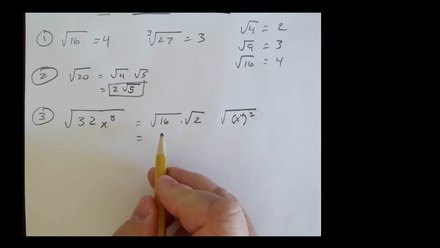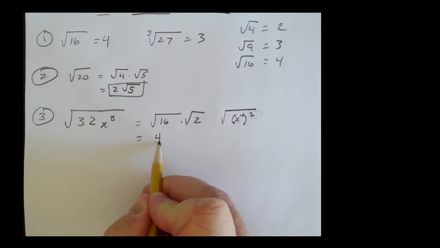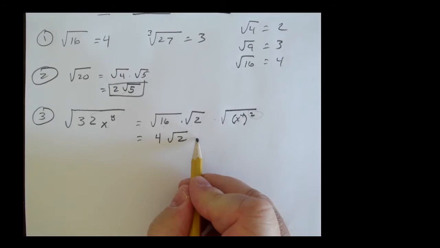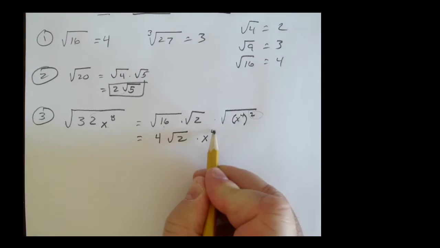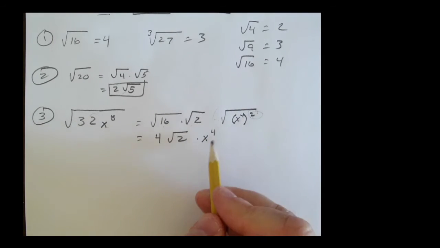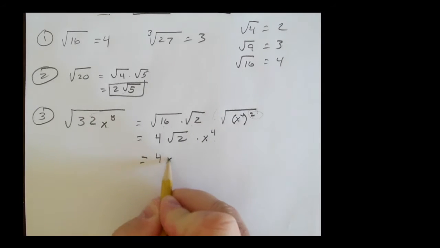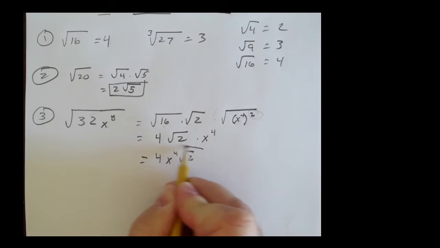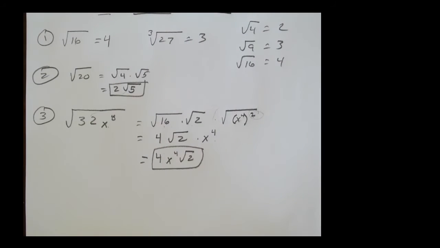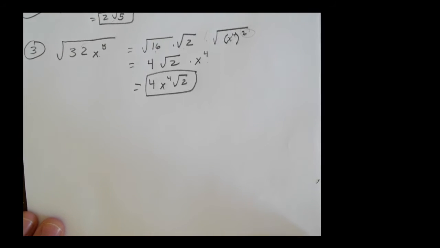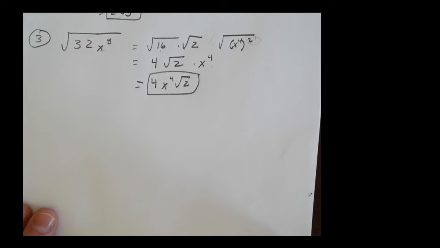So then when we simplify this, this becomes 4. This stays as the square root of 2. And the square root of this is x to the 4th. So then when we rewrite everything, we get that. And that's our answer to number 3. Okay? So there's number 3. Let's go to number 4.